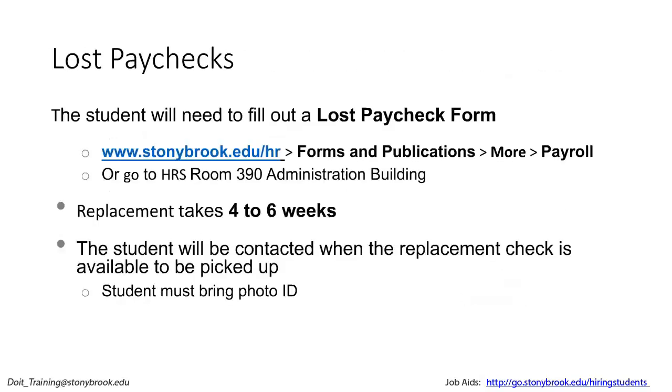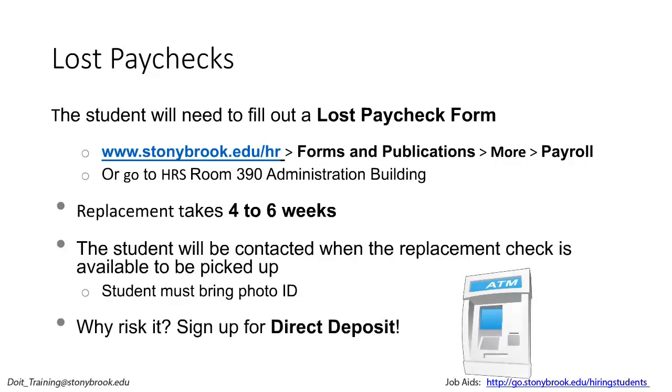If a student loses their paycheck, the student will need to fill out a lost paycheck form on the HRS site or go to HRS room 390 in the administration building. Replacements take 4 to 6 weeks. The student will be contacted when the replacement check is available, and he or she must bring their ID. But why risk it? Encourage them to sign up for direct deposit today.